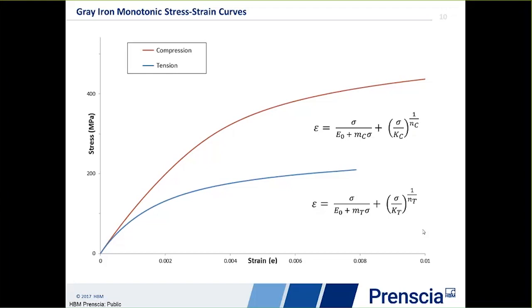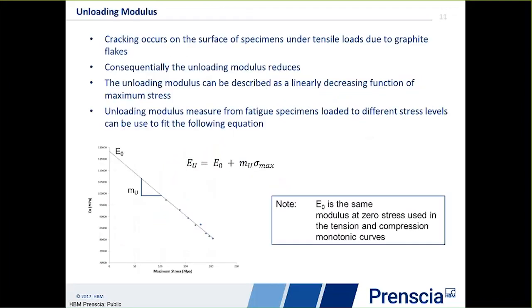There is an additional issue with gray iron, and that is this cracking that happens at the surface. As you look at the behavior of these specimens with higher and higher applied loads, you'll see that the surface cracking goes off and starts to change the unloading modulus. So as I go up to a particular stress level and start to unload, that slope changes with the peak stress that was applied.